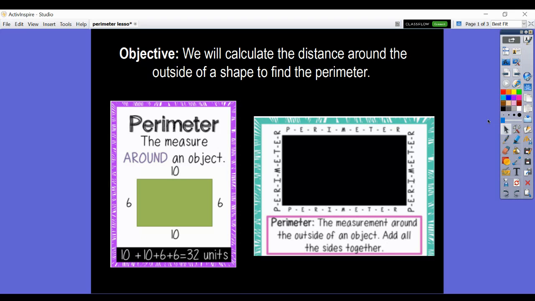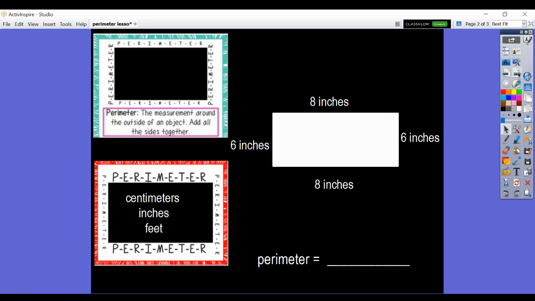So let's try another problem here. Again, here in the second box, it says to find the perimeter, you would find the measurement around the outside of an object, and you would add all of the sides together. So let's take a look here at the other ones that we have. All right. So just to recall, if you heard me the first time, I said units because there wasn't a specific measurement. It wasn't inches or centimeters or feet or miles. So our unit of measurement can obviously change based on what we are measuring.